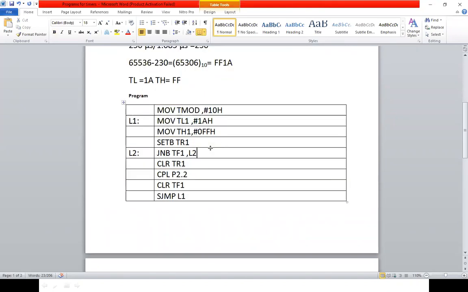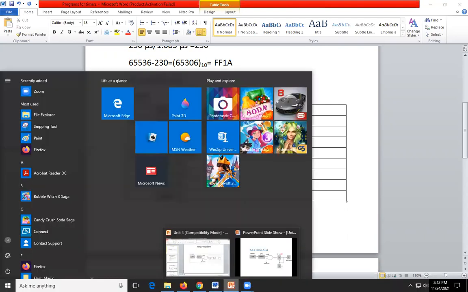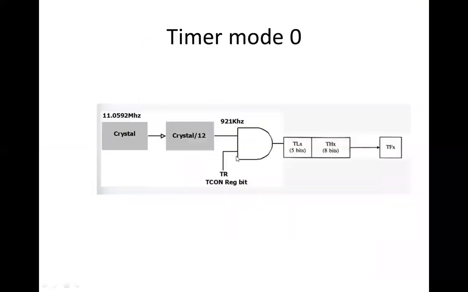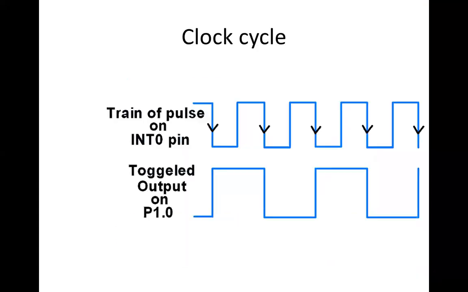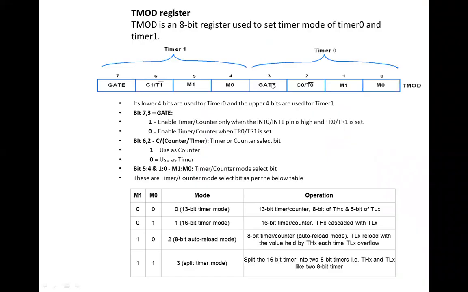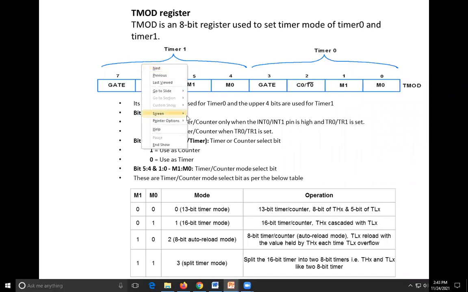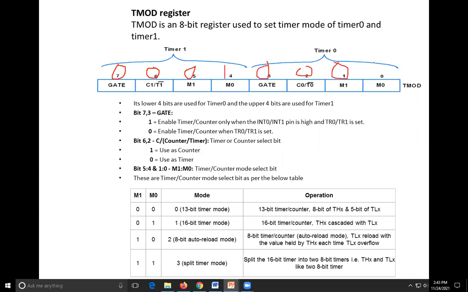Okay, see the program. It is TMOD 10. What is TMOD 10? We will discuss TMOD 10 here. See, I'm writing here: what is the meaning of 10? 10 means you have to get it as 0, this is 0, this is 1, and 0, 0, 0, 0.